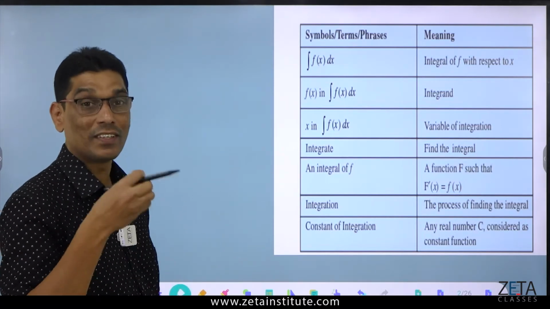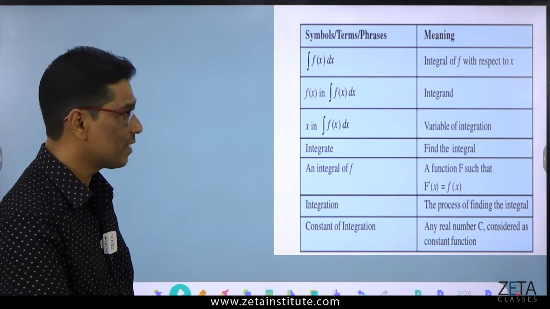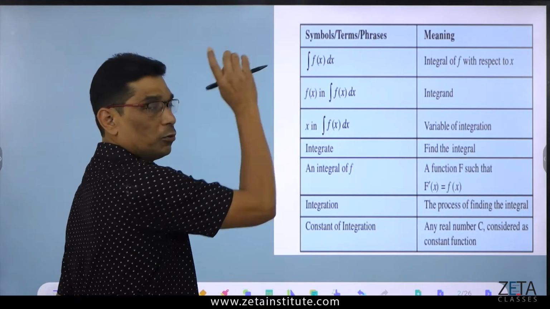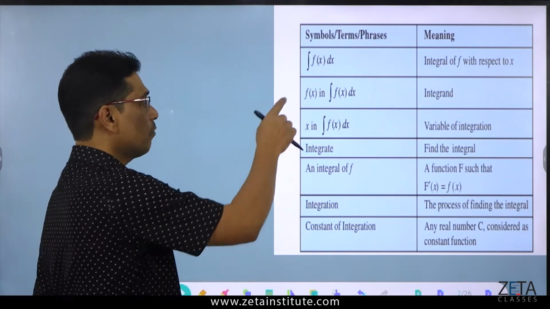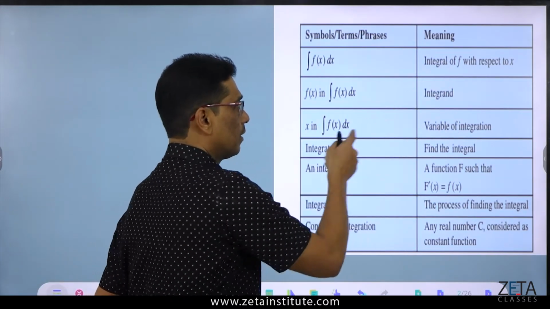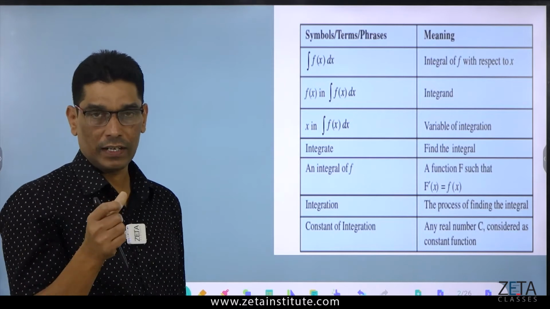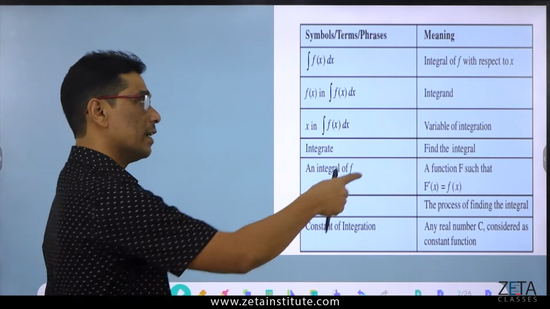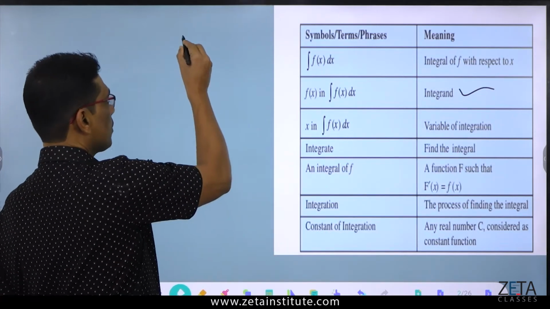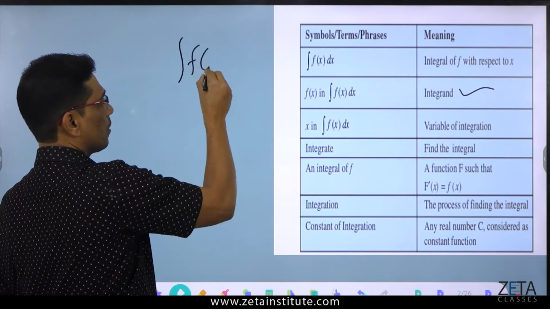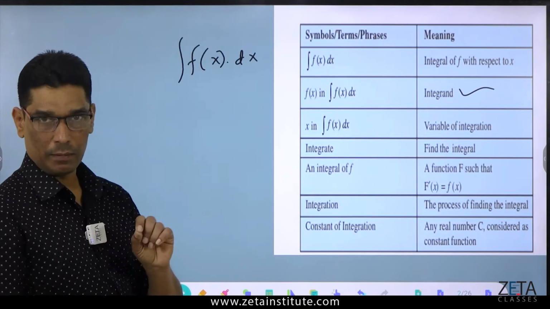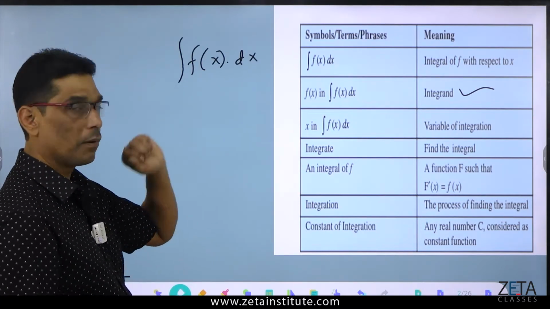In differentiation we differentiate with respect to x or another variable; integration is the same process. It is the integration of the function f(x) with respect to dx. f(x) is the function we need to integrate, and it is called the integrand. The notation is the integral of f(x) dx, where x is called the variable of integration.